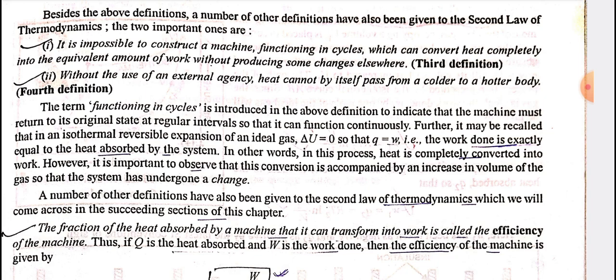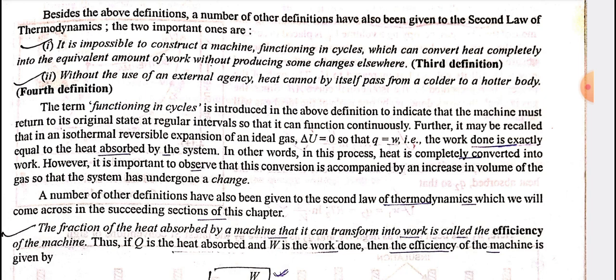Further, it may be recalled that in an isothermal reversible expansion of an ideal gas, ΔU is equal to 0, so that Q is equal to W. That is, the work done is exactly equal to the heat absorbed by the system. In other words, in this process heat is completely converted into work. However, it is important to observe that this conversion is accompanied by an increase in volume of the gas, so that the system has undergone a change. A number of other definitions have also been given to the second law of thermodynamics, which will be come across in the succeeding sections of this chapter.